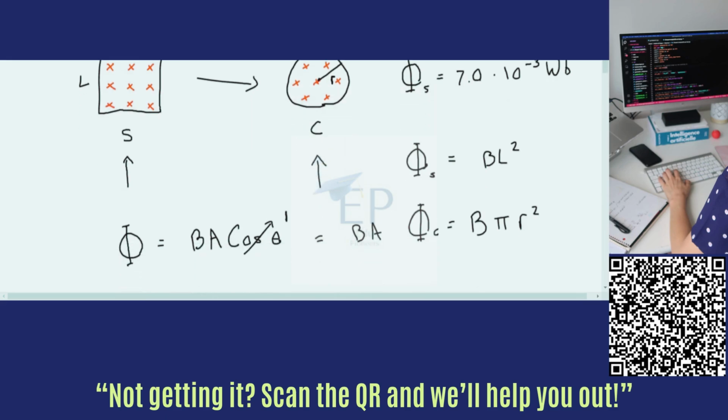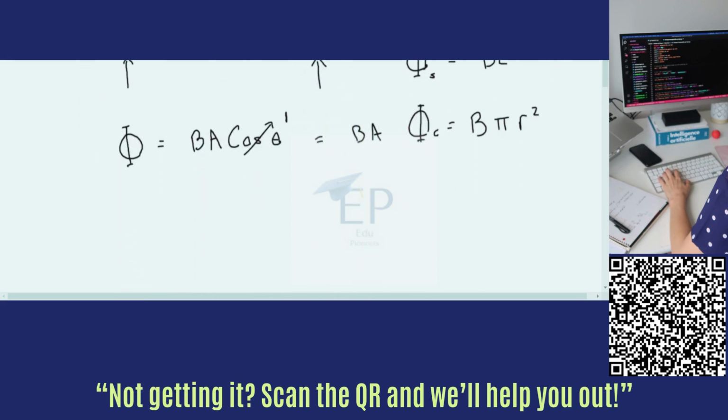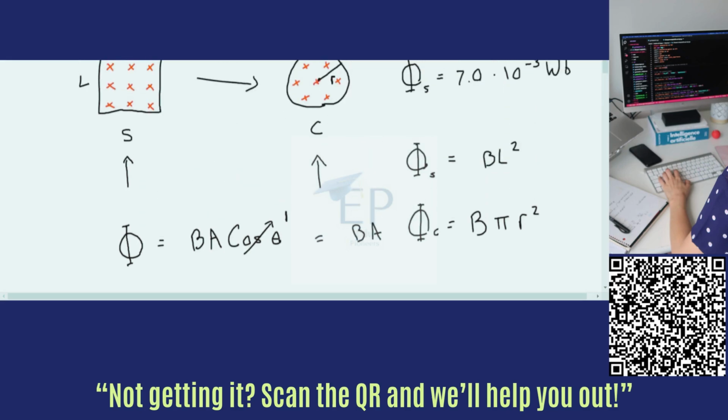Okay. So can we say anything about the relationship between L and R here? Because we don't really know anything about them. So we have 2 equations with 3 unknowns, it looks like currently, because we don't know anything about L. We don't know anything about R. And we don't know what the flux through the circle is.